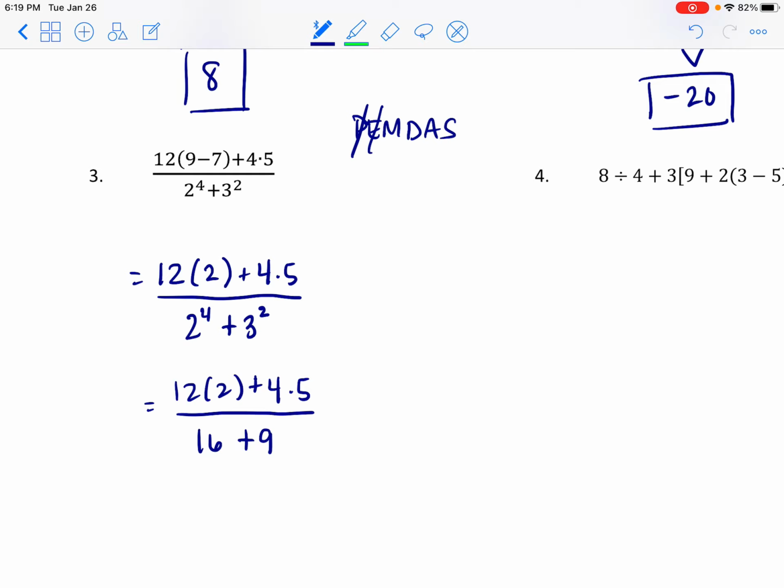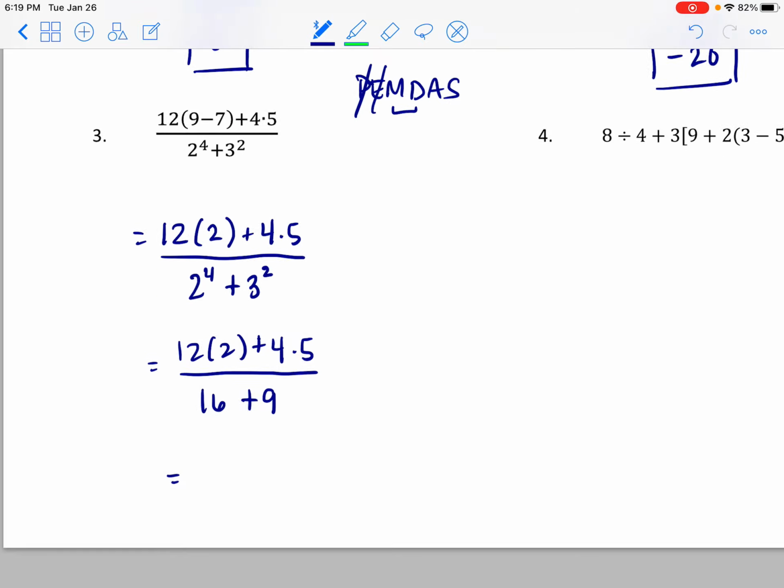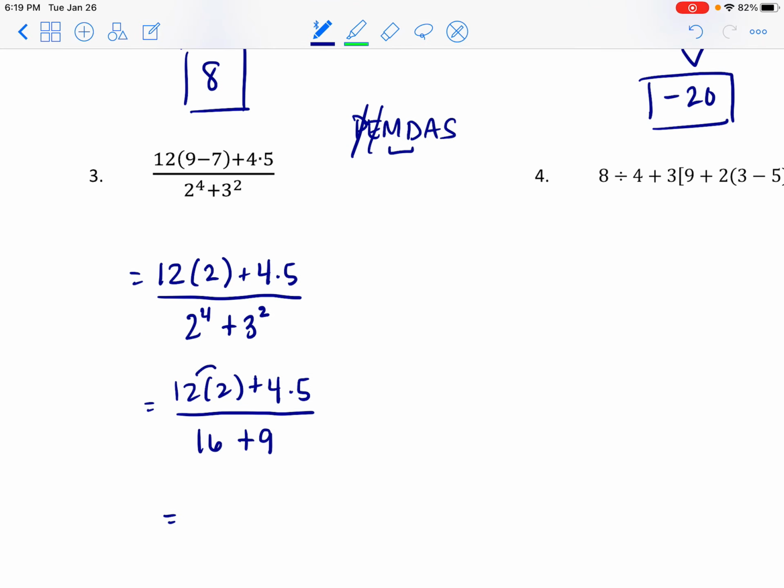Next is multiplication or division. So I've got a bunch of multiplication to do here. I'm going to go ahead and multiply these guys. 12 and 2 makes 24. I'm going to multiply here. 4 and 5 makes a positive 20, so plus 20. And then on the bottom, I still have this 16 plus 9. Okay, so did that, no division.